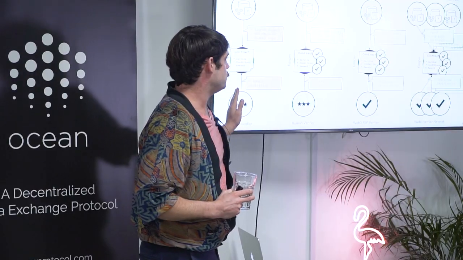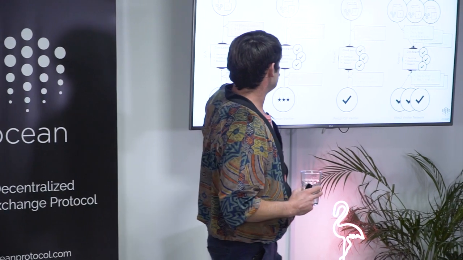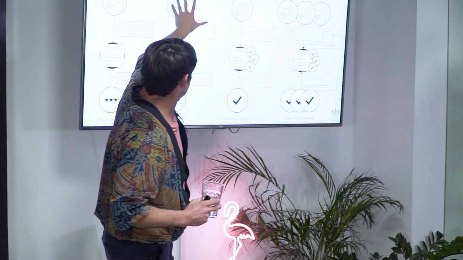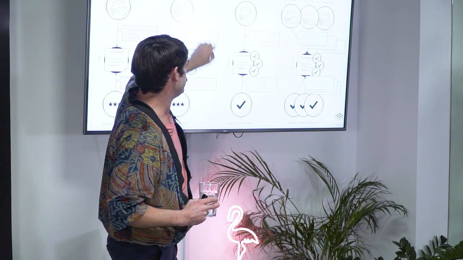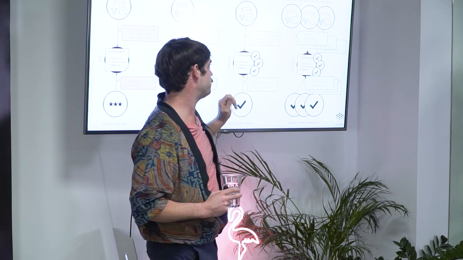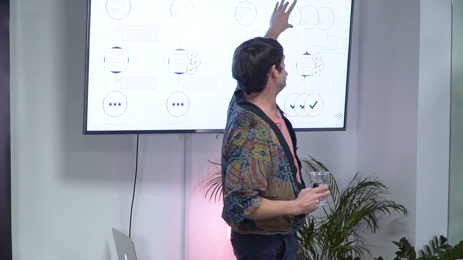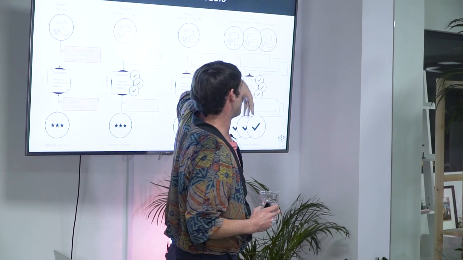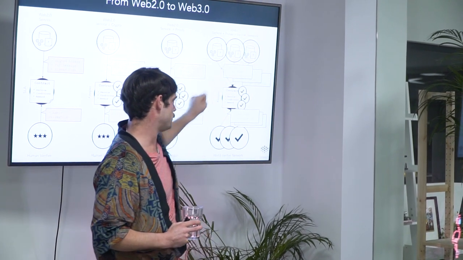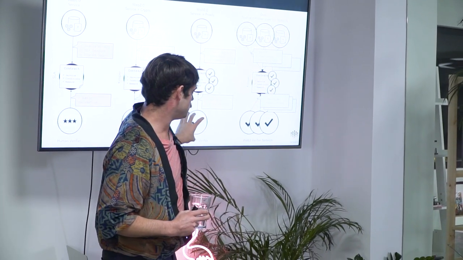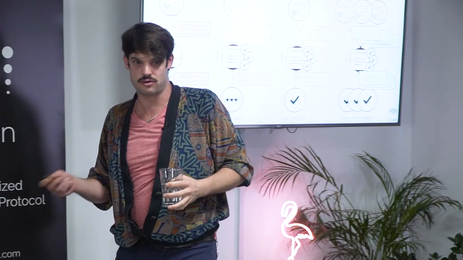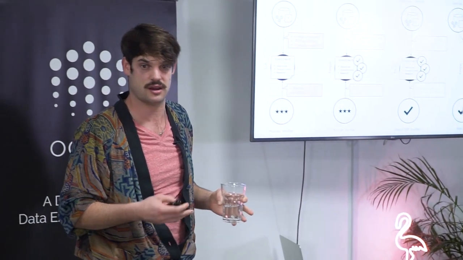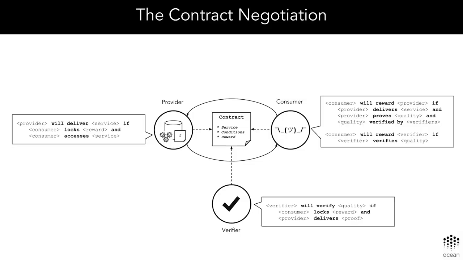So what we do is we take parts of this, where we have Web 2.0 services with additional cryptography. And we're also looking at Web 3.0 services, which automatically do that cryptography layer themselves. And then we provide in Ocean our own verifier network that can verify compute services, data services, whatnot.